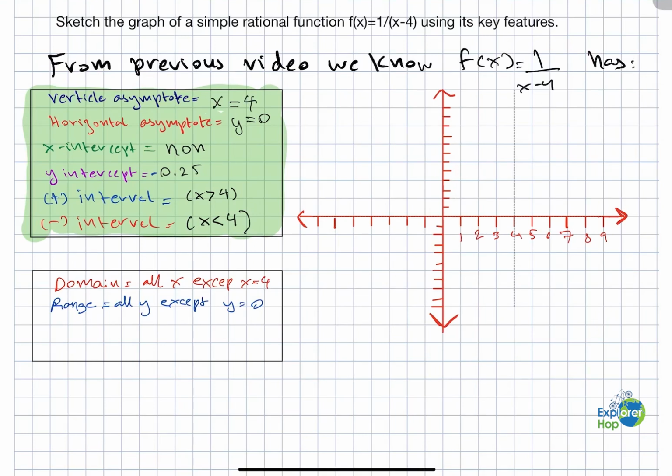Today we will be sketching the graph of a simple rational function, f(x) = 1/(x - 4), using its key features. From the previous video, we know that f(x) = 1/(x - 4) has some particular key features, such as the vertical asymptote x = 4.